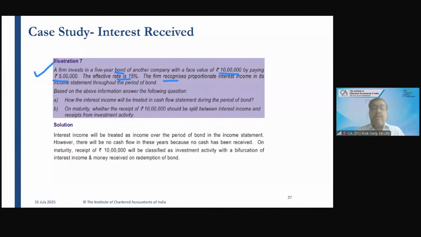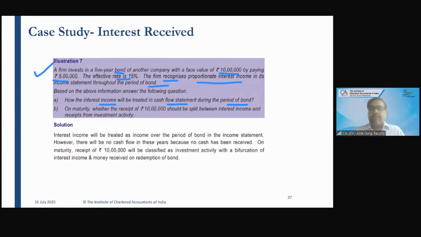The firm recognizes proportionate interest income in its income statement throughout the period of the bond. Every year 1 lakh rupees is recognized as income, so that this 5 lakh becomes 10 lakh rupees, right? Based on the above information, answer the following question. How will the interest income be treated in the cash flow statement during the period of the bond? Will this interest income of 1 lakh rupees also be recorded in the cash flow statement every year?